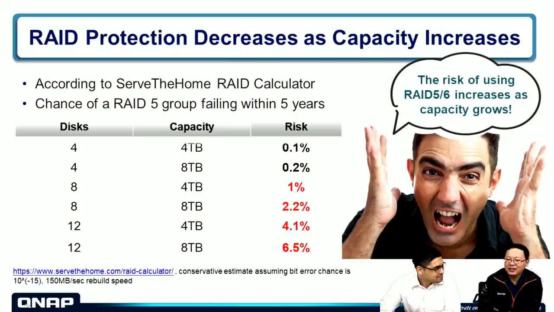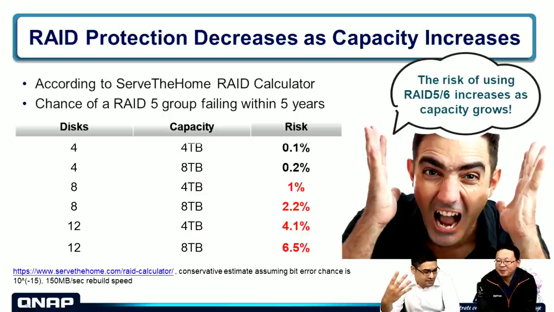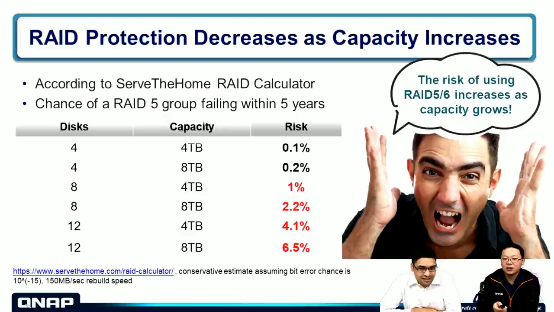And not only the number of disks, but also the capacity of the disk. If we use, for example, large disks, in this case 12 with a capacity of 8 terabytes, according to the calculator, the risk is 9.5%. It's a very high risk. Usually we think more disks is safer, is better, but actually it's not. It depends on a lot of factors, and these are very shocking numbers, actually.